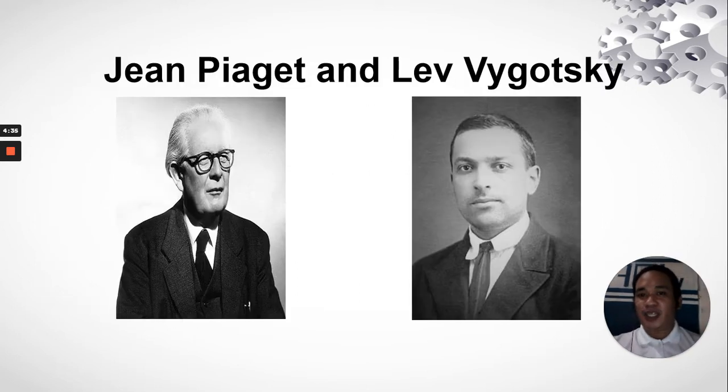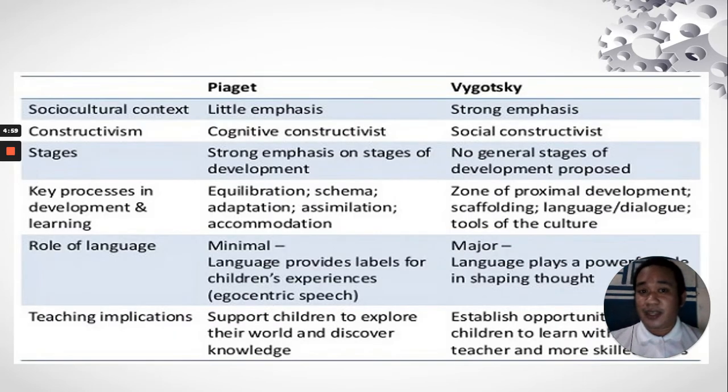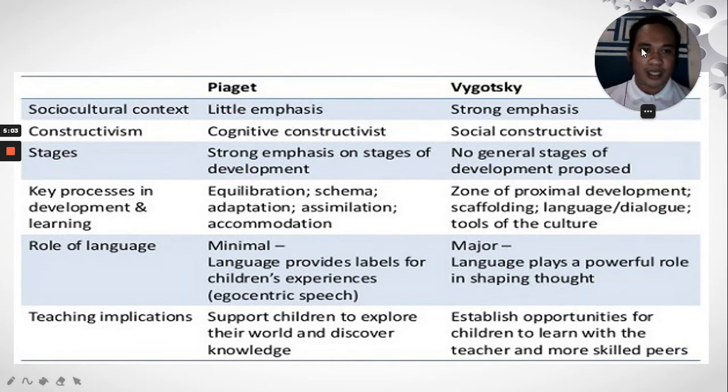So there are two major contributors to this theory or this approach. Number one is Jean Piaget, and Lev Vygotsky. So I believe you are familiar with these people already. You have heard of them, or maybe you have already encountered them, and they have made so much impact in the field of education. So these are their theories.